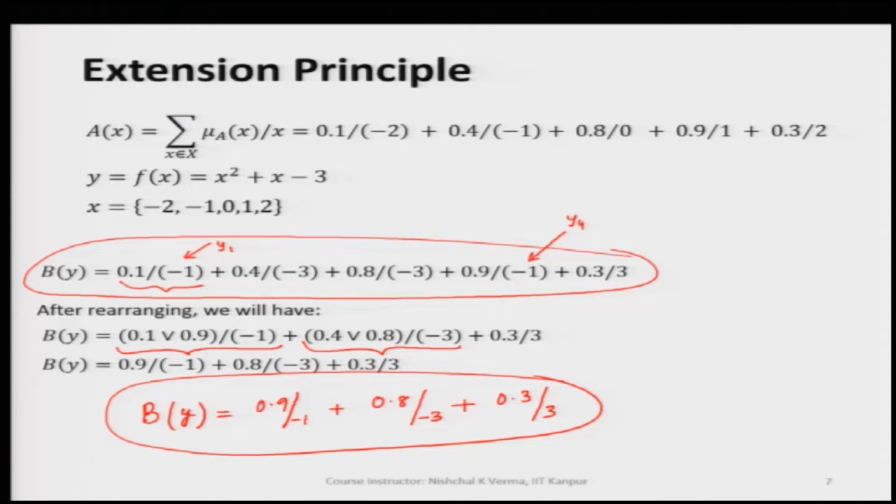And it is very clear that we have got it from A of x, which was given, and this A of x was defined in the universe of discourse capital X. And this was possible with the help of the extension principle.